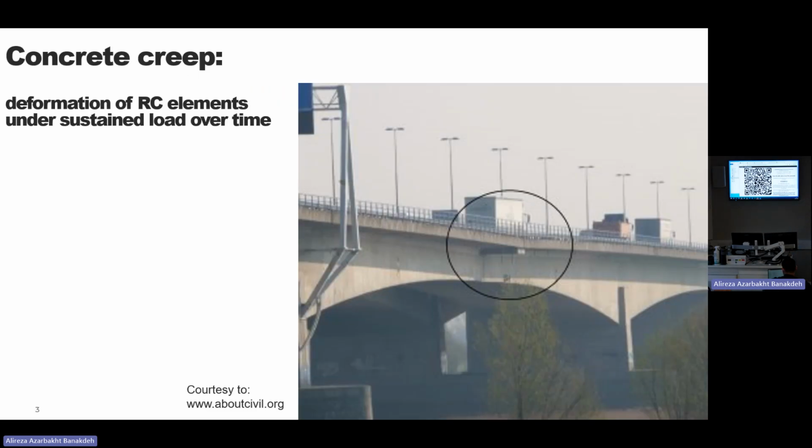Another thing is that from this perspective, you can see this bridge. Can you see the deflection? Right? The deflection is visible. And this occurs in concrete structures because of two reasons, which are common in concrete elements everywhere in all the cases. The concrete elements are prone to two effects, shrinkage and creep.